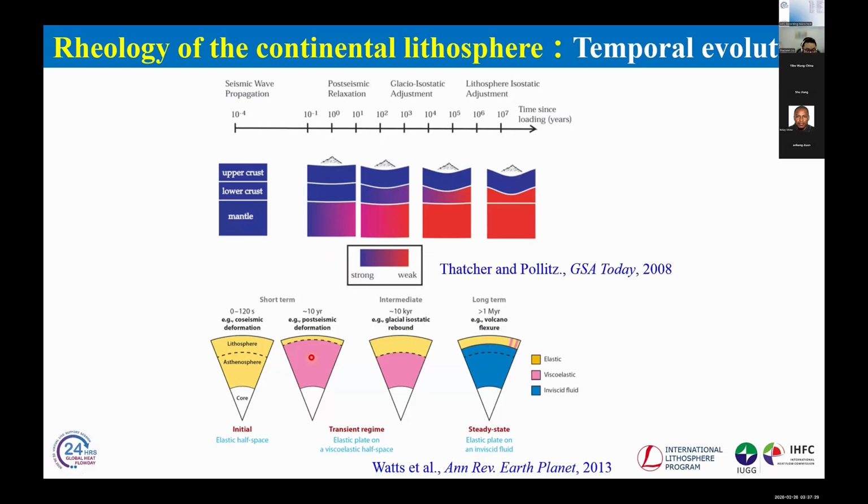For a very short time scale, such as seismic events, the lithosphere is quite strong. It's some kind of elastic deformation. While for a very long-term geological scale, the lithosphere behaves like a viscous layer, plastic or viscoelastic. I mean, the rheology of the continental lithosphere changes with time. It depends on the time scale. Okay, let's move to the next one.